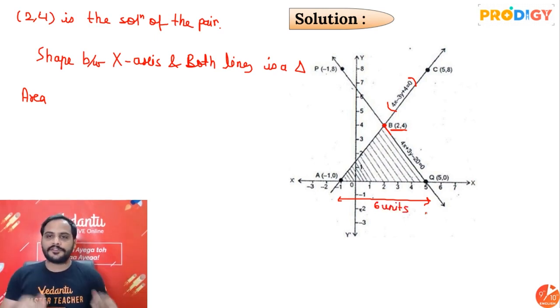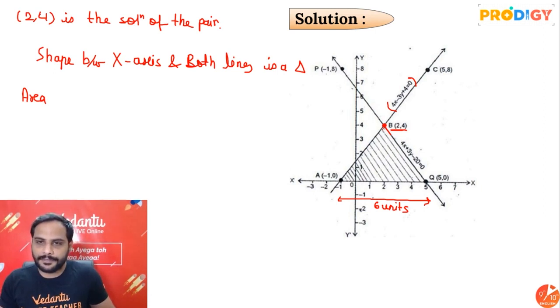The base is of 6 units, and then let's draw the perpendicular. So the perpendicular from B, I know the coordinates of B are 2 comma 4. So the x coordinate is 2. So the perpendicular on the x-axis will intersect at 2. Yes or no? And the perpendicular on the y-axis will intersect at 4.